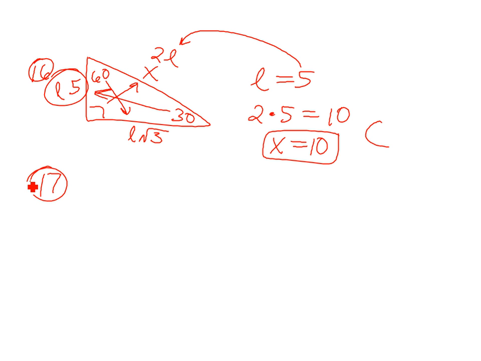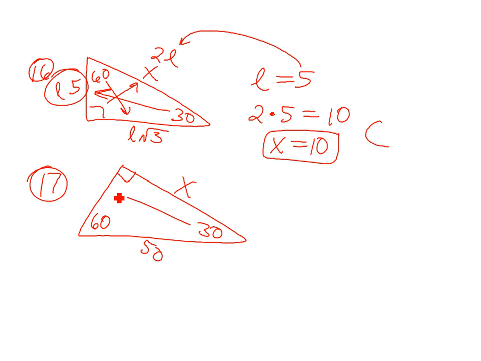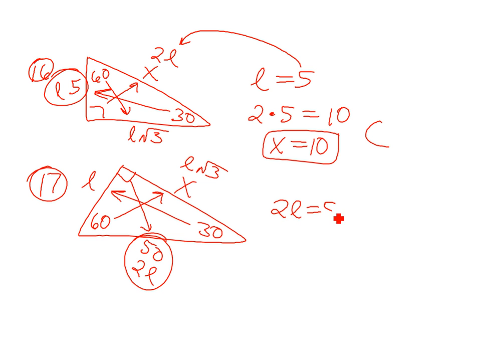Number 17, they give us another 30, 60, 90 triangle. We're looking for that side, and they tell us this side is 50. The side across from the 30-degree angle is labeled L. The side across from the 60-degree angle is L times the square root of 3. The side across from the right angle is 2L. We know this side, so 2L has to equal 50. Divide by 2, and you end up with L equals 25.